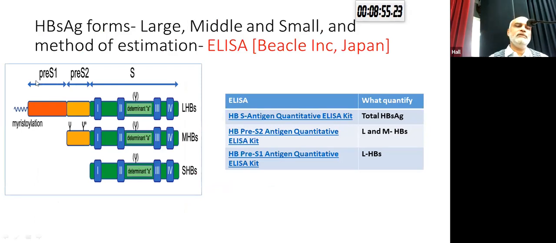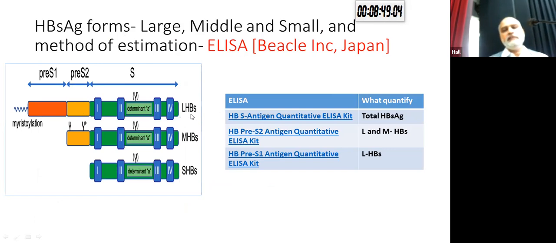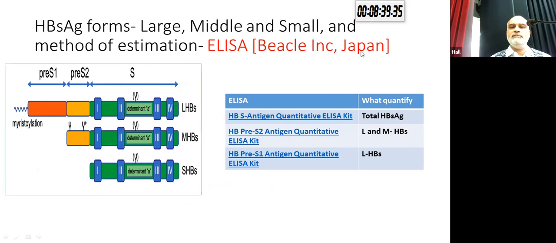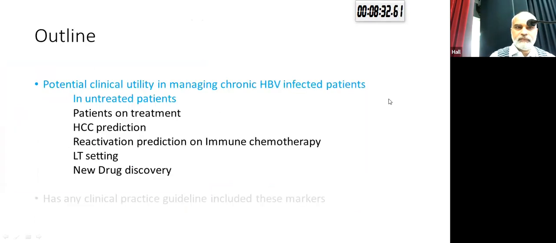So this is the genome of surface antigen: pre-S1, pre-S2, and S. If all three are present, it is large. If these two are present, it is medium. If only S is present, it is small. There is also an ELISA-based technique available, again from a Japanese company, which can measure all these three accordingly. So what is the potential clinical utility?